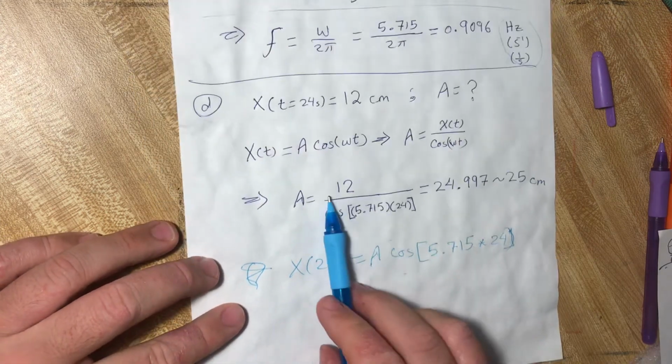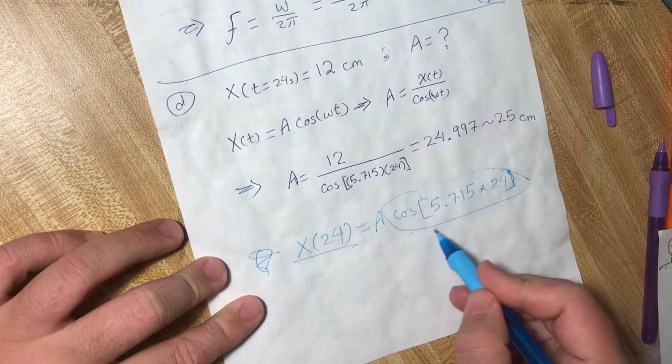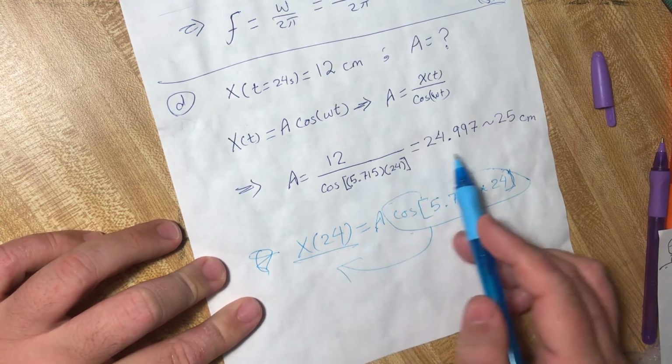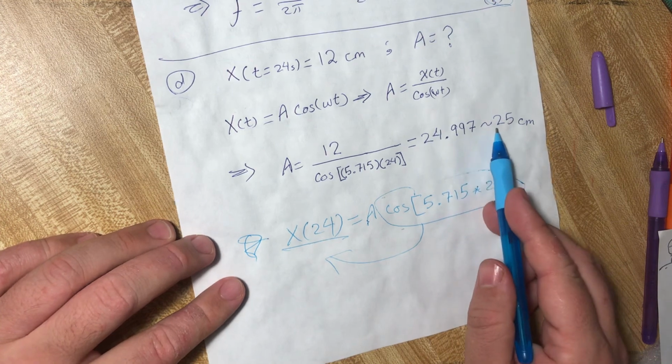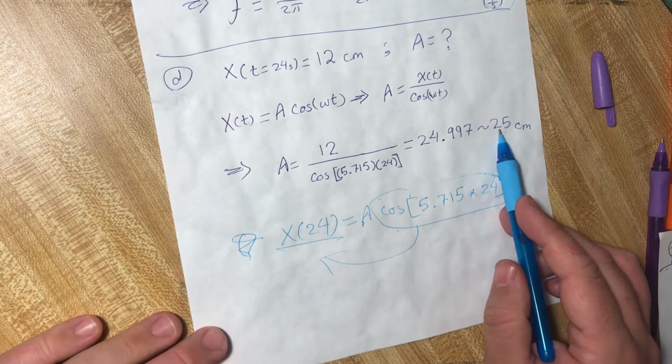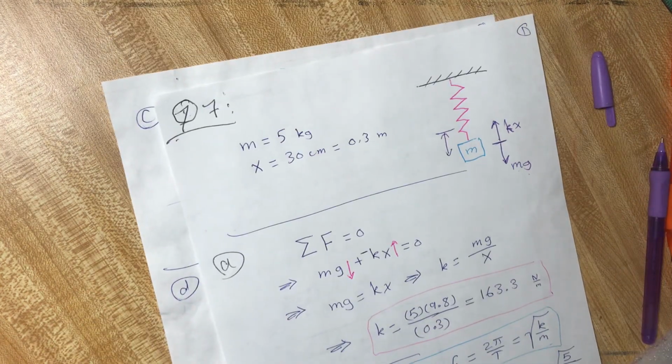In this case, for A, we just need to divide over this value. Put it here. Then A will be equal to 24.997, which is almost 25 centimeters. It is like this. Okay, this is the 7th question. Please solve it by your hand.